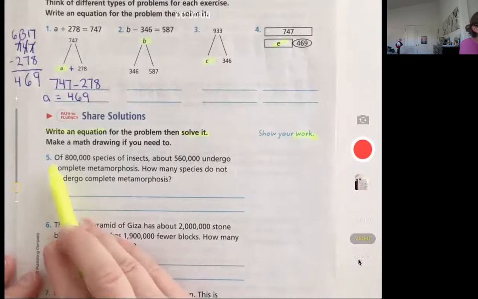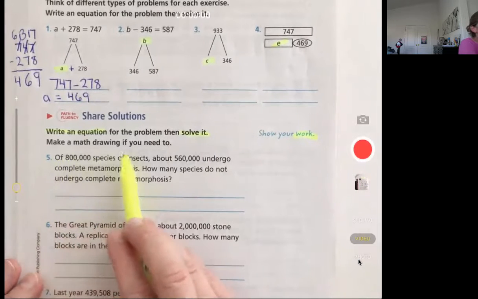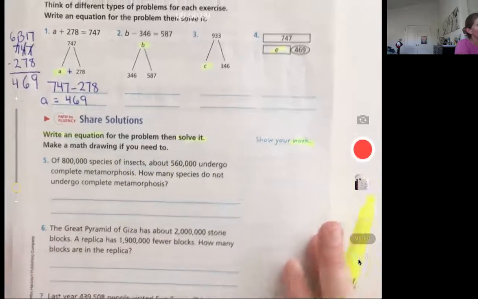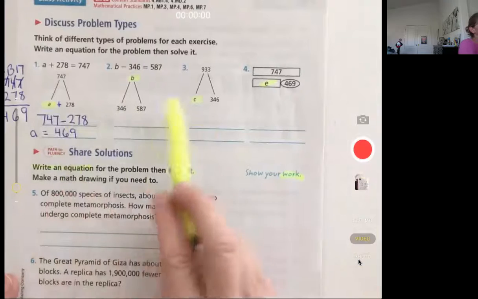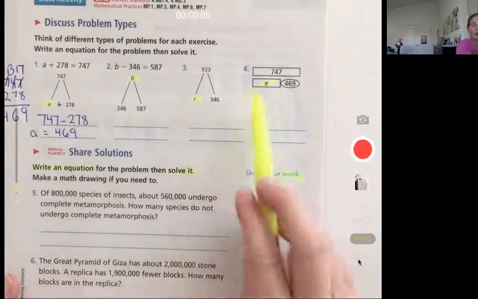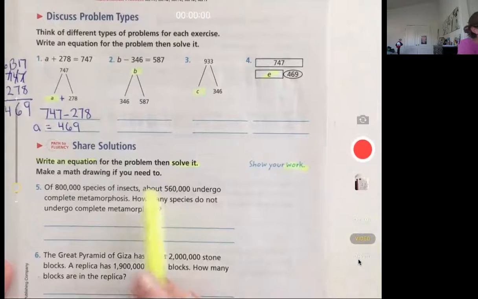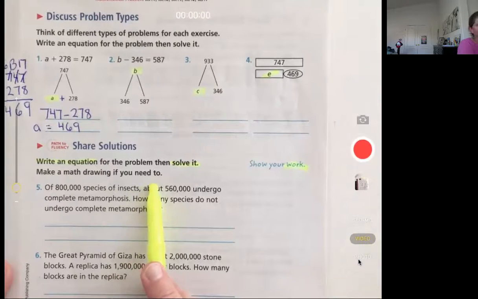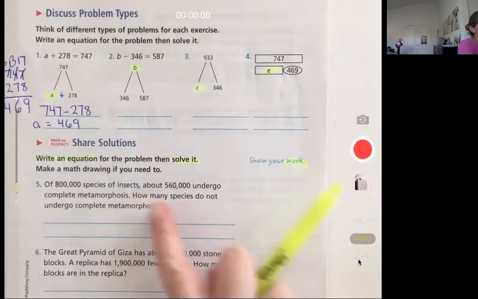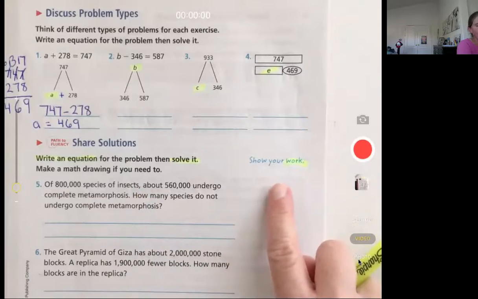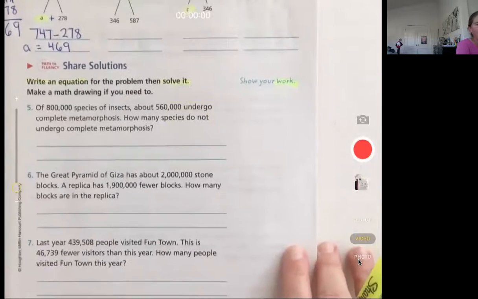The second part says, make a math drawing if you need to. A drawing could be something like these. And if you have another style of drawing, feel free to do that. It says if you need to. I might not need to, so I might not see a drawing, but I am going to see an equation, okay? I'm going to skip down.